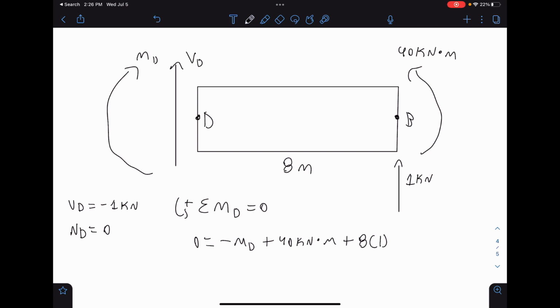So let's solve for MD. Moving MD to the other side, we have positive MD is equal to 40 kilonewtons times meters plus 8. So 48 kilonewtons times meters is our internal bending moment at D.